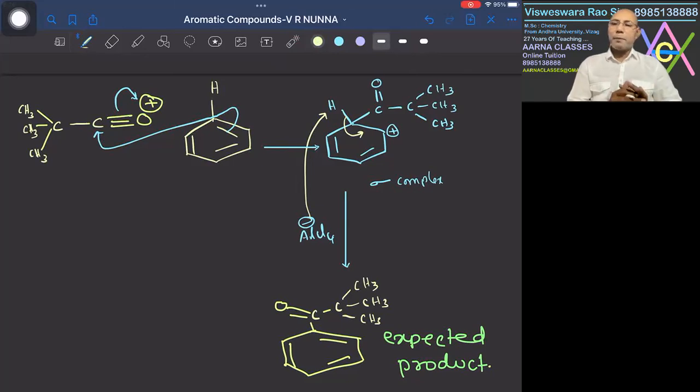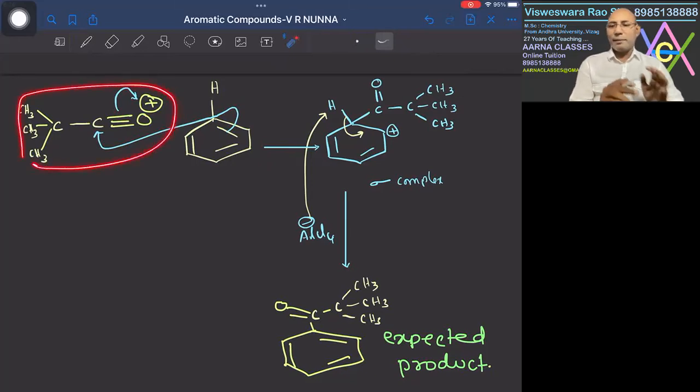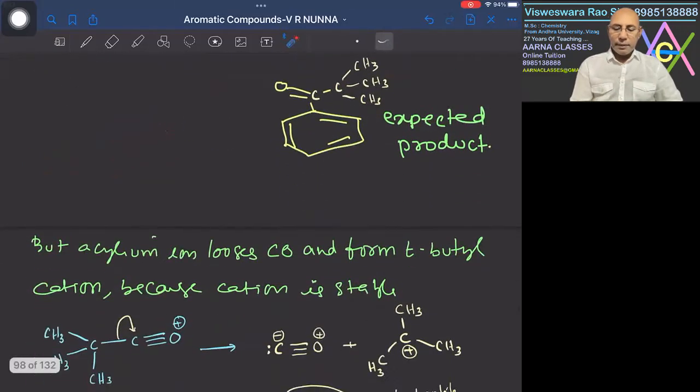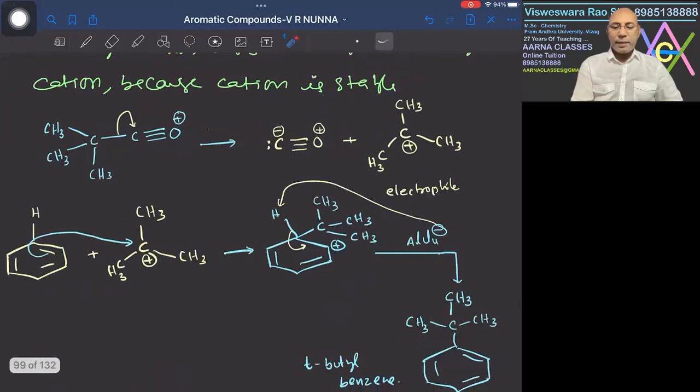But what is the problem here? The problem is this electrophile. This electrophile is not a general, ordinary electrophile. The acyl carbocation is a big problem for us. What is that problem? This acyl carbocation may undergo decomposition. May undergo decomposition means these electrons. For example, I have written that one. So I'm showing here the acyl carbocation undergoing decomposition.